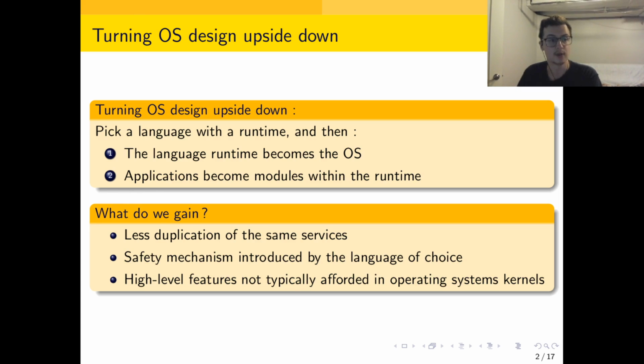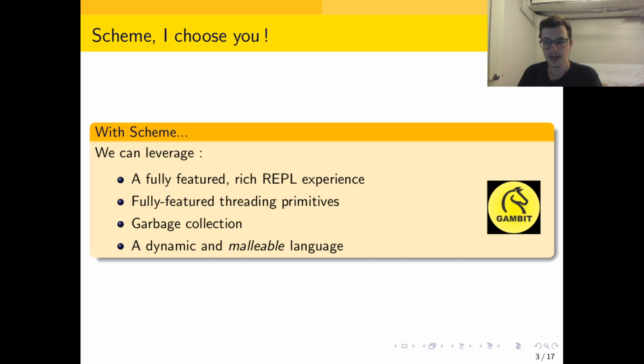So this idea really works with any kind of language. But here we show Scheme because it gives us a good level of performance and many features that are going to help us in achieving our goals. Maybe the main feature that we are looking forward to using is the fully featured, rich REPL experience that is given to us by a Scheme runtime, and in particular the Gambit runtime. This is the one we used.